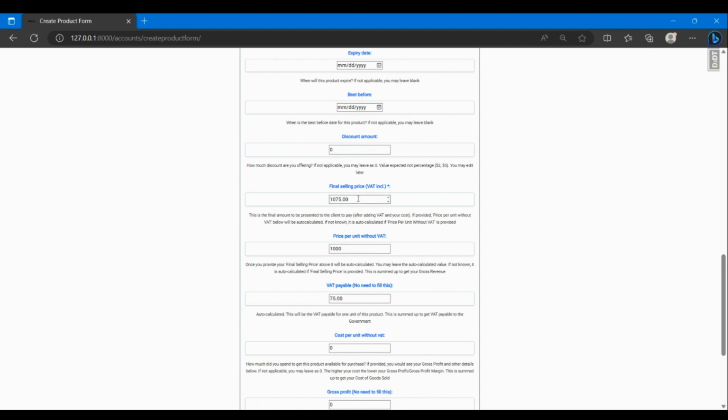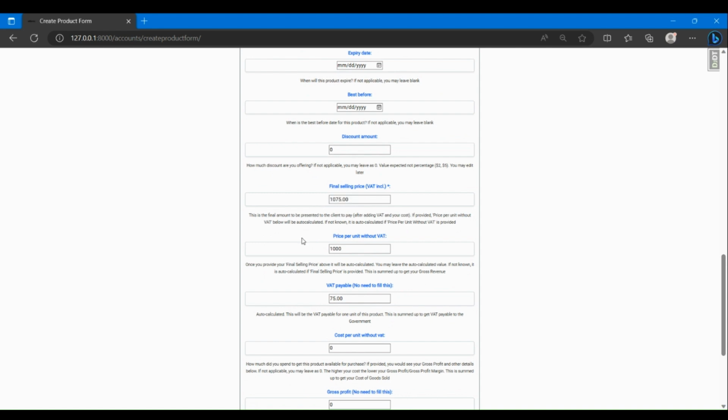Now, we see that the final selling price has been auto-calculated. $75, which is 7.5% of $1,000, has been added on top of your price per unit without VAT and your VAT payable of $75 has been filled in. So the customer will have to pay a total final price of $1,075.